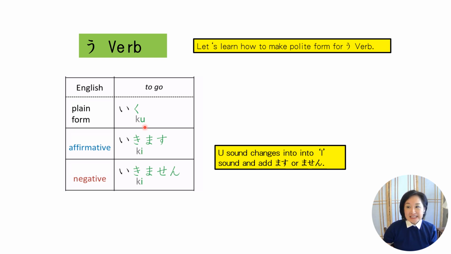You change that into E sound, which is key sound on K line. And then change that into either mas for affirmative or masen for negatives. Let me show you a hiragana chart to explain this better.